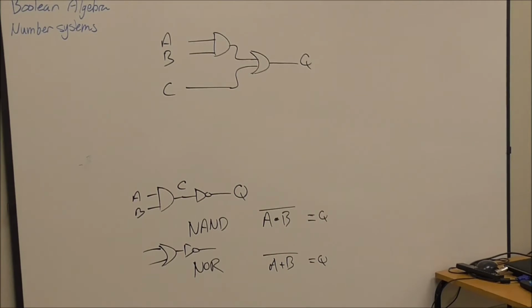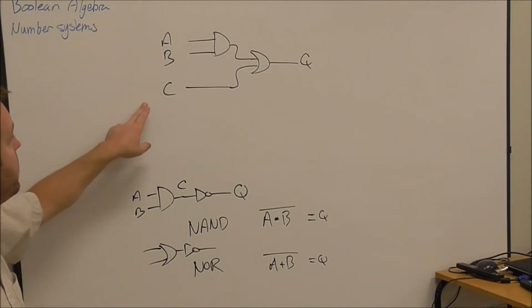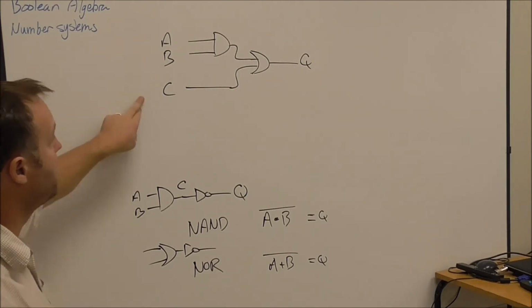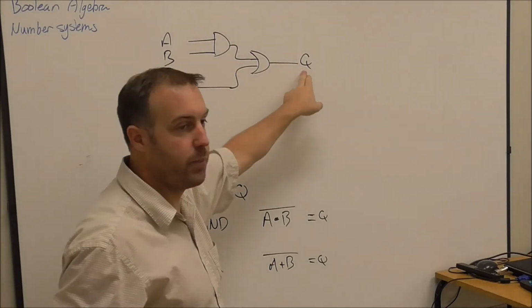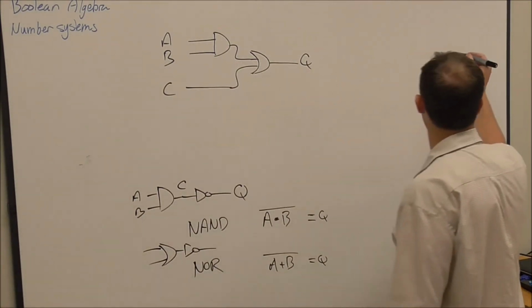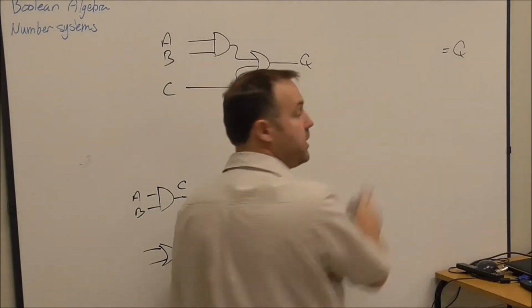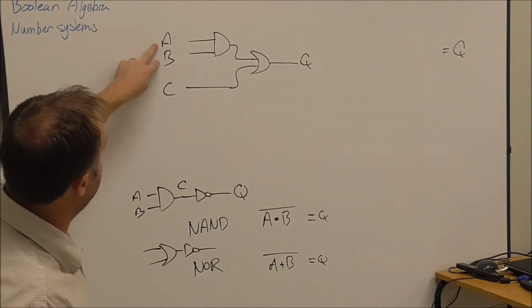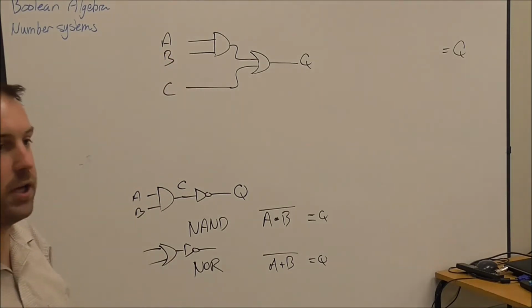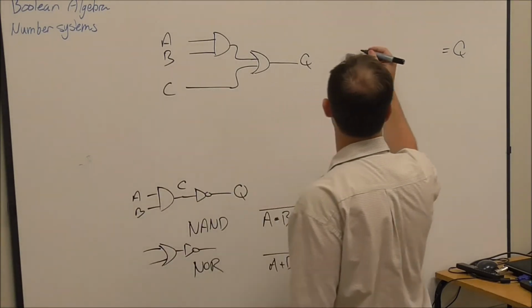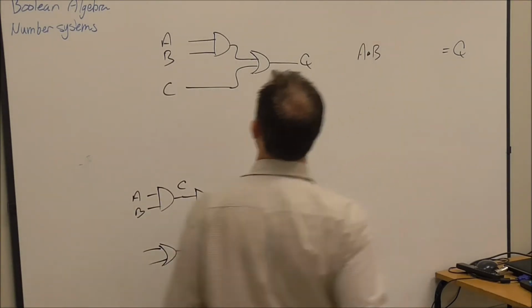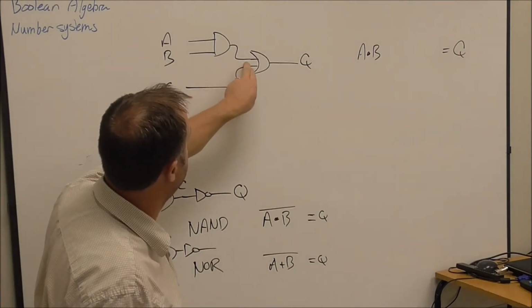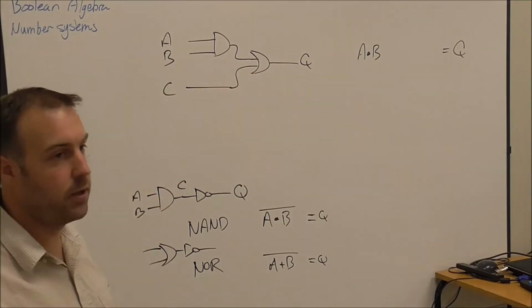Okay, so in this case, I have three inputs here. So I'm going to have three variables in my Boolean expression, A, B and C, and it's going to be equal to Q, my output. So my Q is going to be equal to something to do with A, B and C. Now in this case, A is ANDed with B, because both of those are connected to the inputs of an AND gate. So let's write that down, A dot B, and then that is ORed with C, because the output of that AND gate is then being ORed with C.